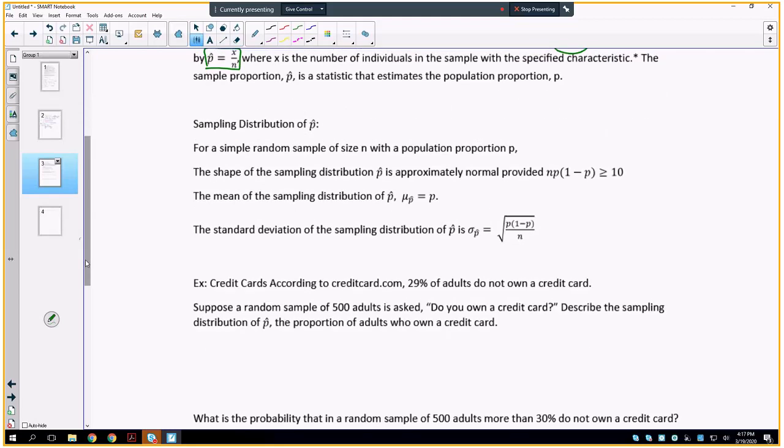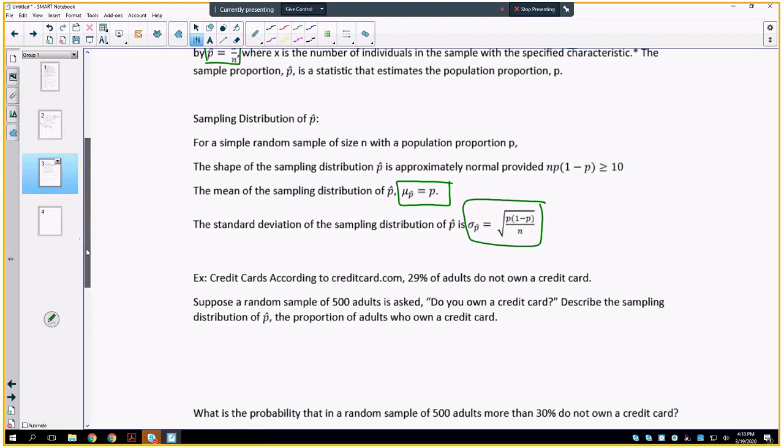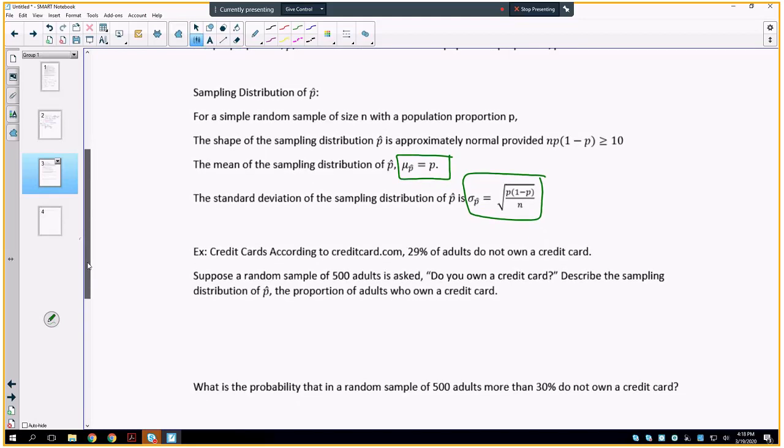This is kind of like the last type of sampling distribution, where we said that mu x bar was just equal to mu. Now here we have mu P hat is just equal to the proportion P, whereas the standard deviation of the sampling distribution, sigma P hat, will be equal to the square root of P times 1 minus P all over n. That's all inside the square root. I know that's a bit much. Let's work through an example and you'll see what I mean.